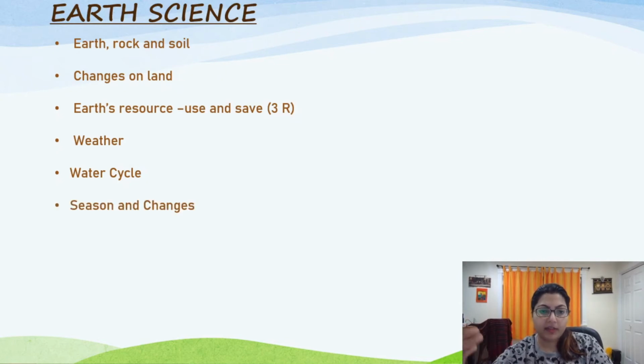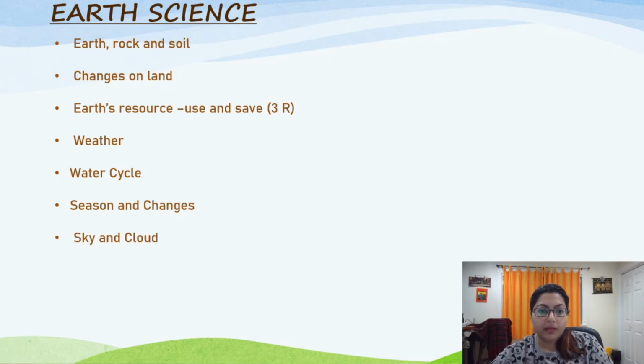Season and changes, as I said, will be more like teaching them rotation and revolution, like how rotation causes day and night and revolution causes the season change, and how it affects the temperature, the rainfall, and also the plants and animals. All the changes we will go over season by season, all four of them, and we'll talk about that.